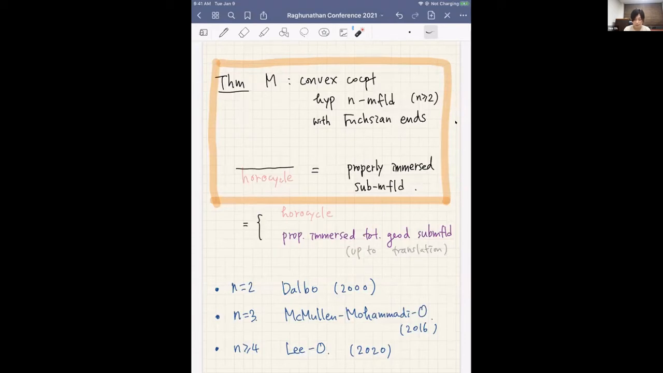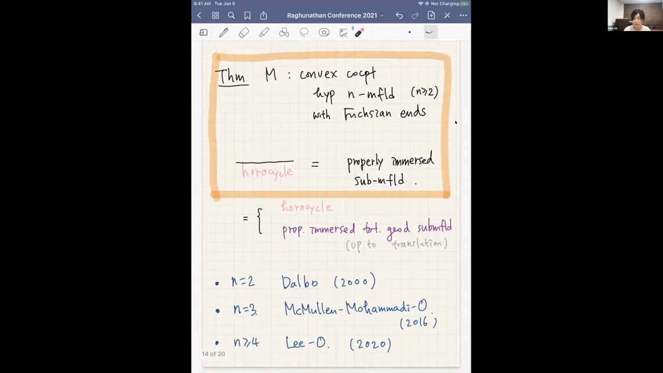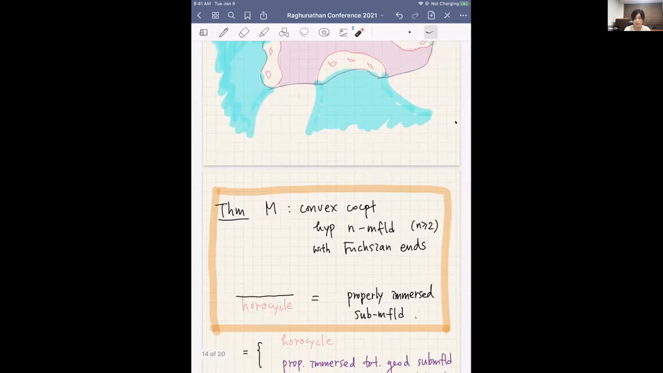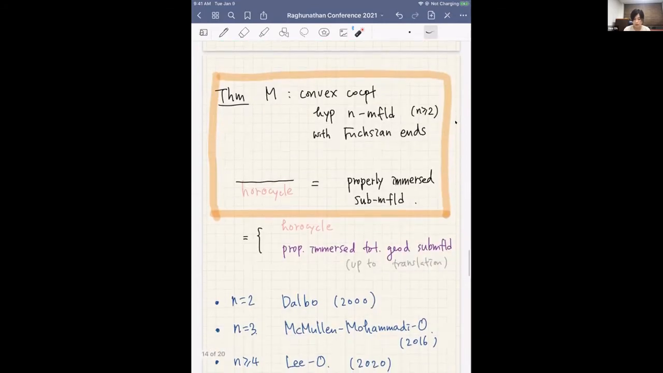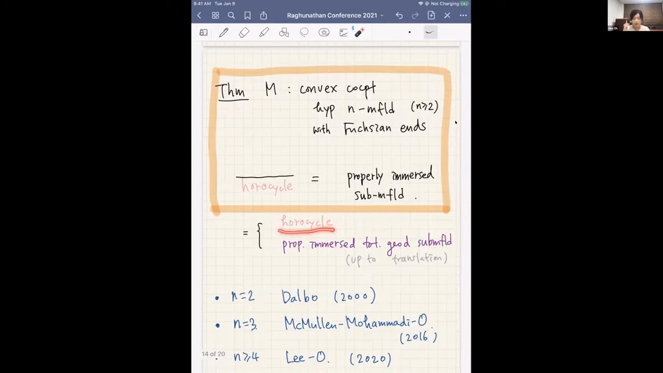Okay. So more precisely, the closure of a holocycle can be itself. This case did not occur in the closed hyperbolic manifold case, but it can occur in the infinite volume hyperbolic case because some holocycle can just stay in this Fuchsian end. Okay? We can have some Euclidean line over here, and then they are closed and the same as themselves. Another possibility is that, just like in the closed hyperbolic manifold case, the closure of a holocycle will be a properly immersed totally geodesic submanifold up to translation.